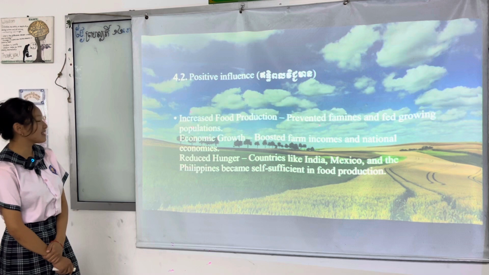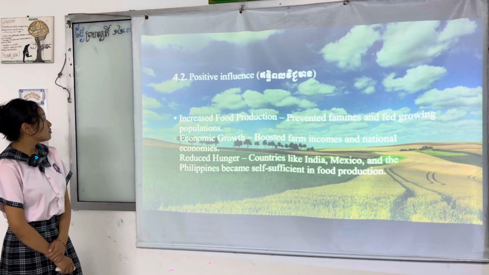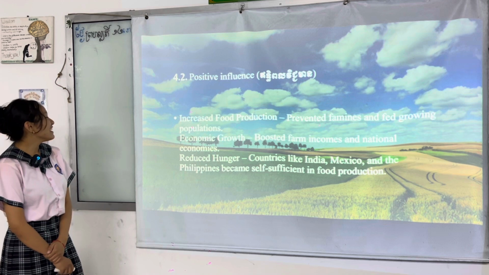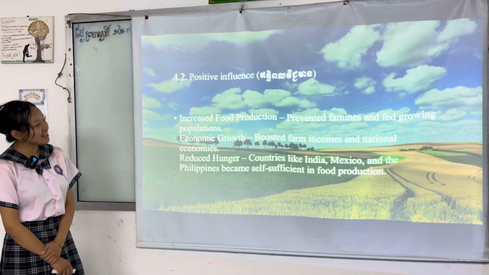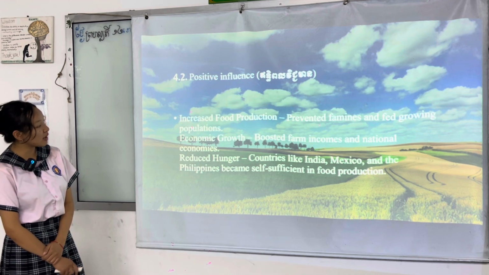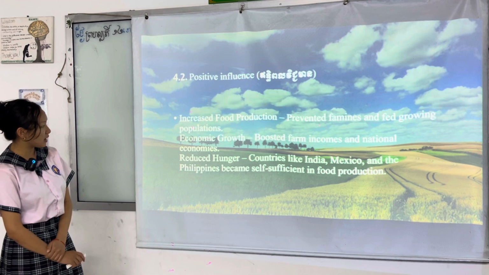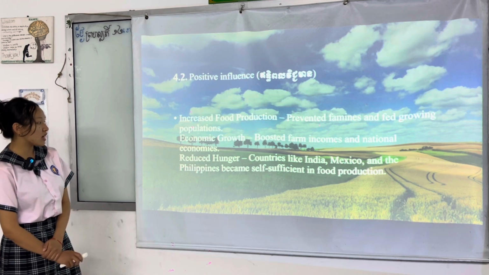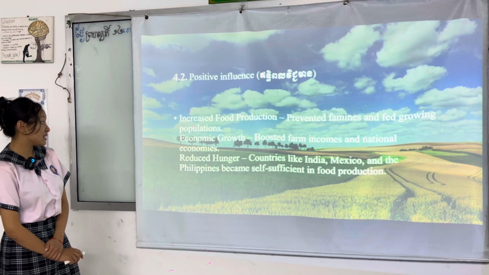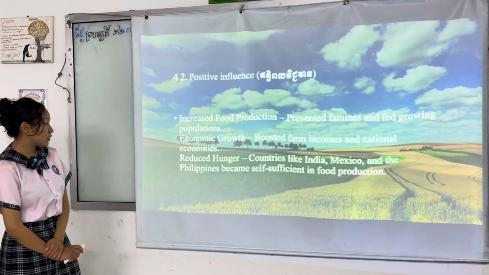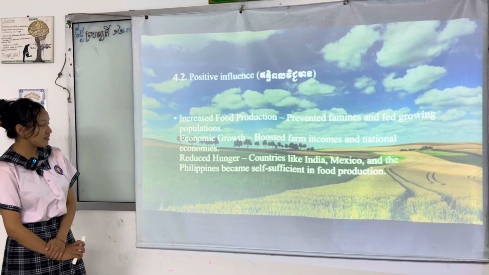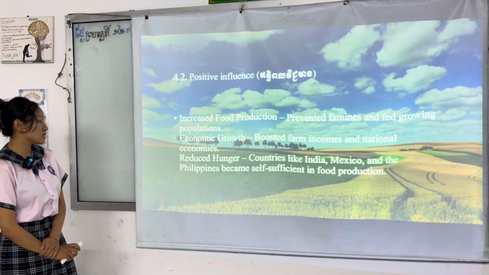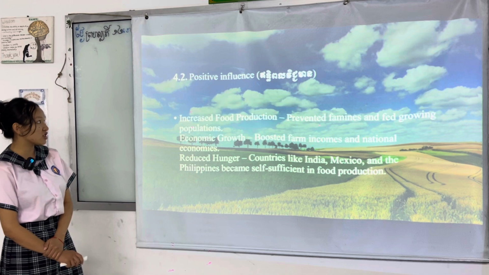4.2, positive influences. Increased food production prevented famine and fed growing populations. Economic growth boosted farm incomes and national economies. Reduced hunger. Countries like India, Mexico, and the Philippines became self-sufficient in food production.